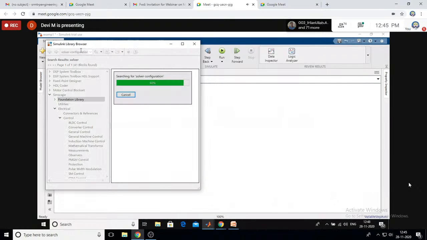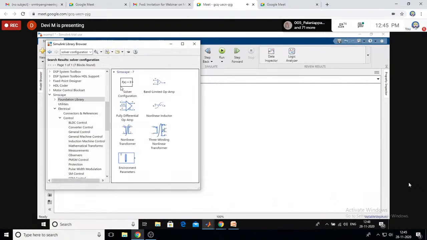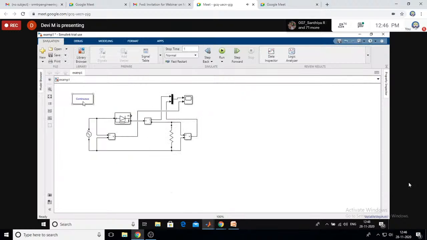So can you see here, the solver configuration? This is necessary to execute a component from Simscape, and powergui is necessary to execute a component from power systems. So here I have indicated a half-wave rectifier. After completing this, review the file and you can run it. So let me run this file.